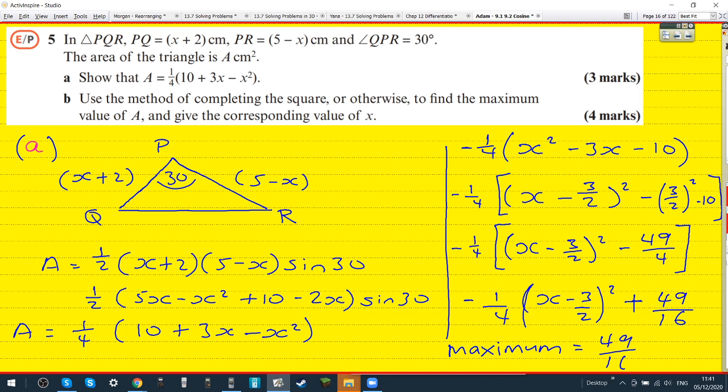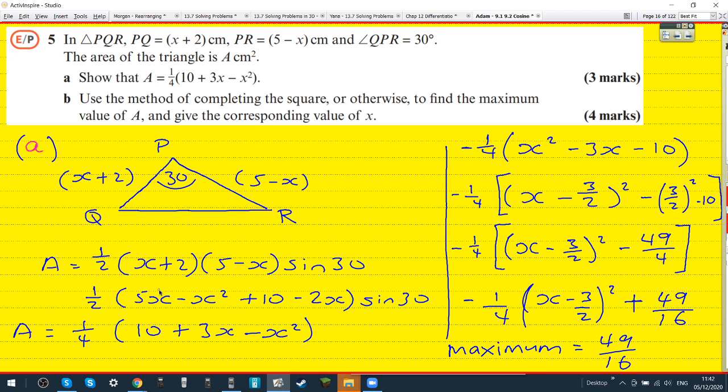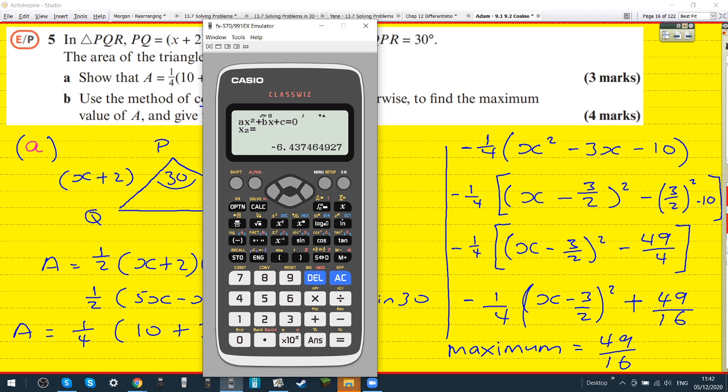Yeah, 49 over 16. Let's see. They wrote it as 3 and 1/16. No, this is wrong. Look at this. You could use differentiation to find the maximum. You literally said use the method of completing the square.